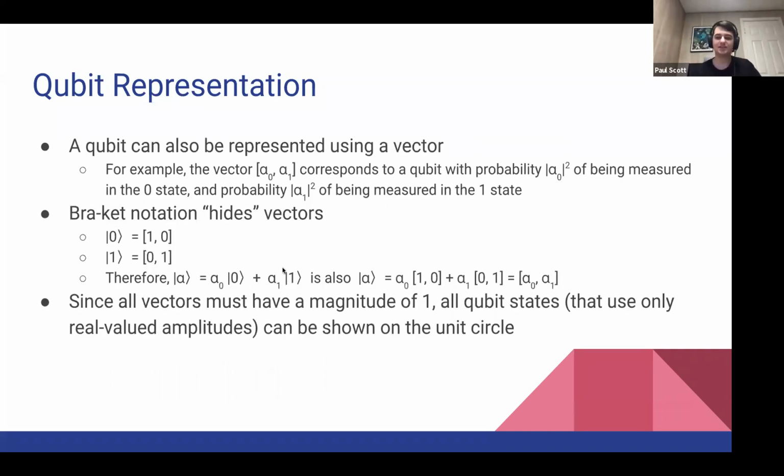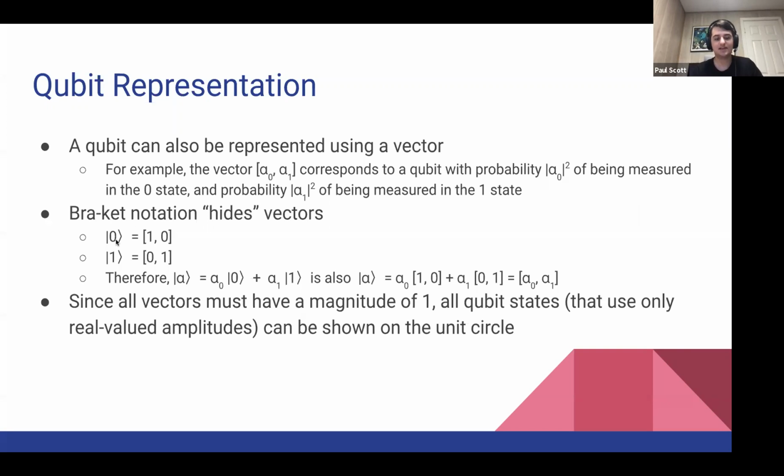Aside from using this equation to represent a qubit, it can also be represented using a vector. For example, there are two probability amplitudes again, alpha 0 and alpha 1. These correspond to a qubit with probability alpha 0 squared of being measured in the 0 state and alpha 1 squared in the 1 state. So just like in the previous slide, except we're now using vectors. But it turns out that the bracket notation from the previous slide hides the vectorness, if you will, of the qubit.